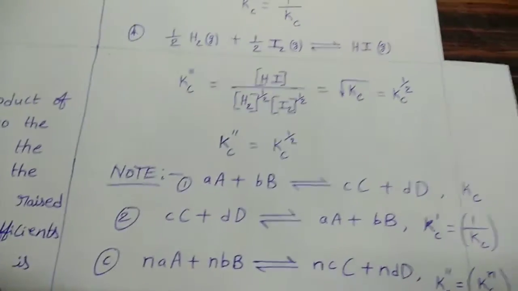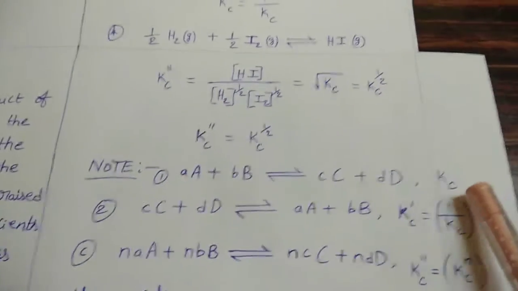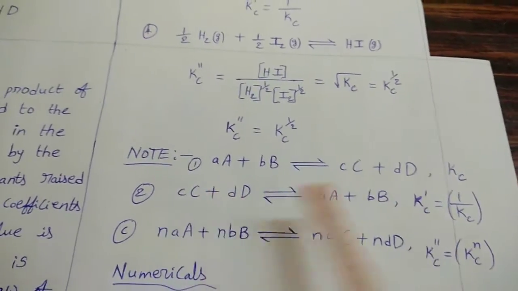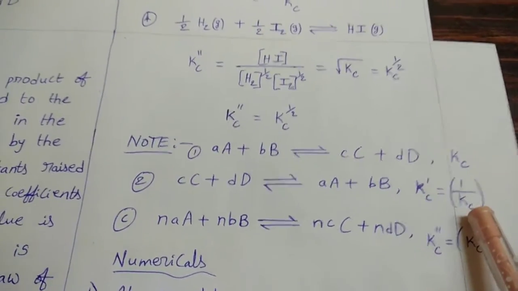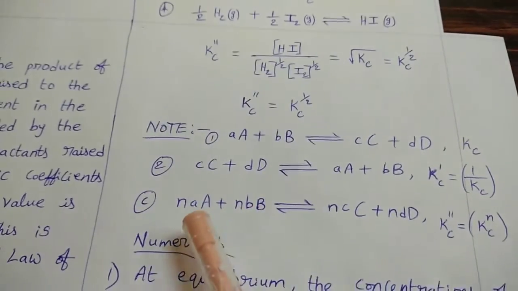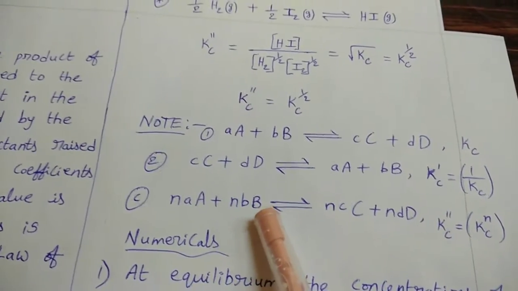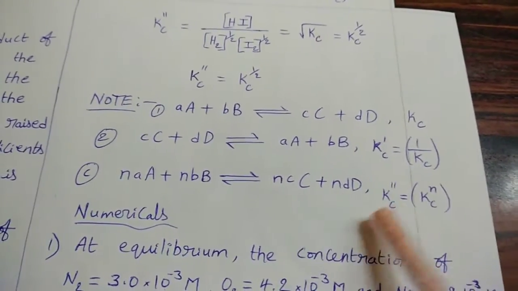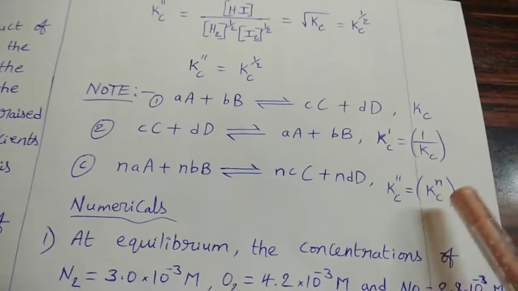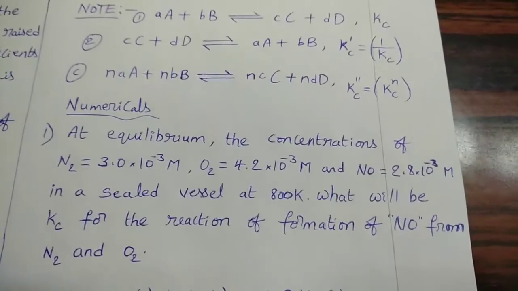See the general reaction, aA plus bB gives rise to cC plus dD. For this, let the equilibrium constant be Kc. Now consider the reverse reaction, then the equilibrium constant Kc prime equals 1 by Kc. Next, na moles of A plus nb moles of B gives rise to nc moles of C plus nd moles of D. The equilibrium constant for this reaction, Kc double prime, equals Kc whole power n. This is the general representation. Now see the numerical related to this.